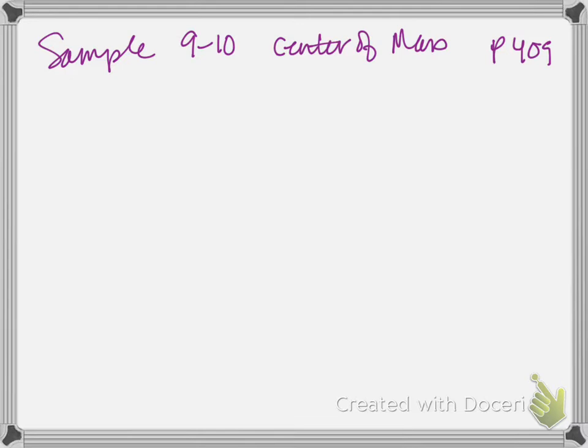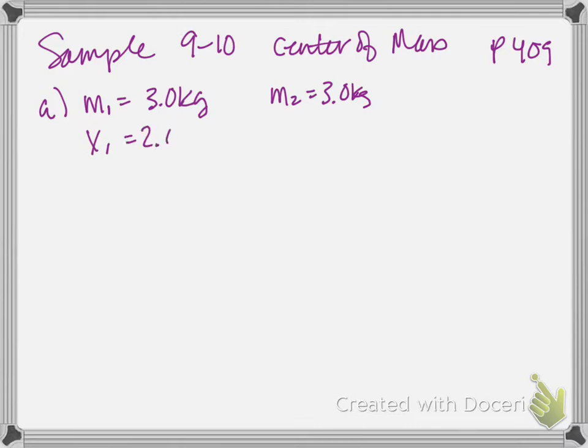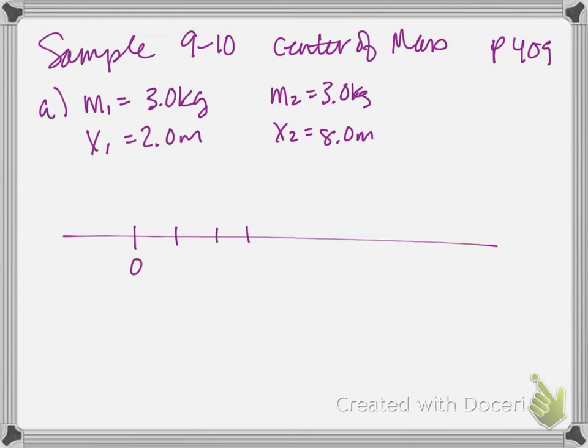So for part A here, we have 2 objects that have the same mass. M1 is 3 kilograms, and M2 is also 3 kilograms. In this first part, the x-coordinate of the first object is x equals 2 meters, and the x-coordinate of the second mass is 8 meters. So if I just drew a simple number line here, 1, 2, 3, 4, 5, 6, 7, 8, X1 is here, X2 is here.